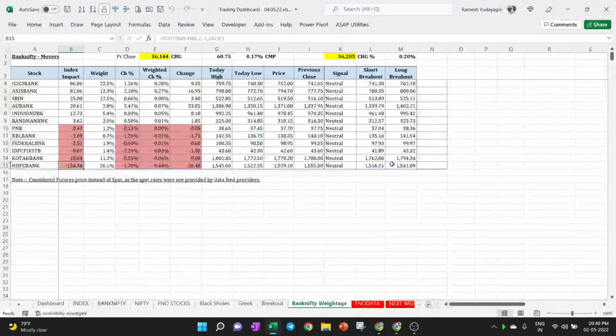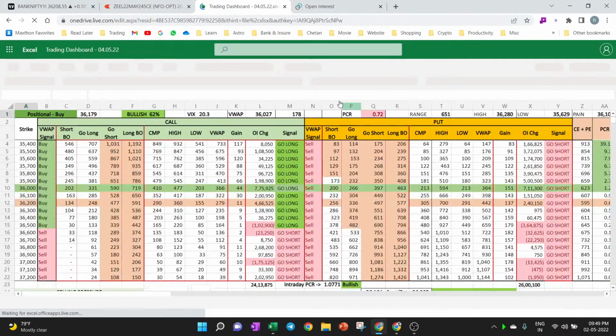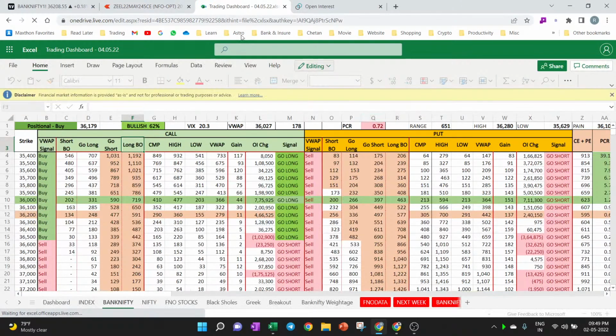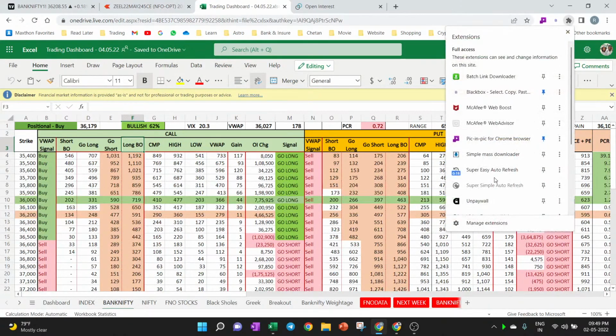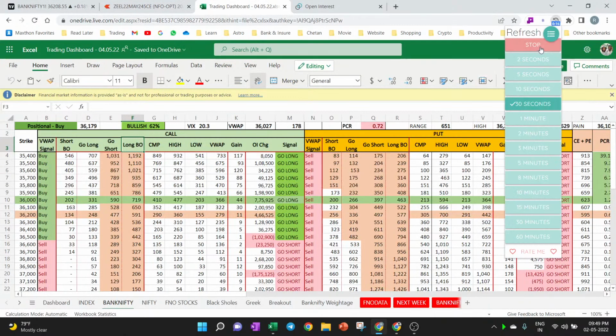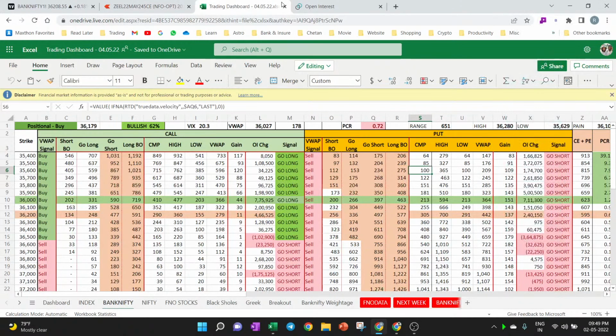I'll be giving 2 links because some people find different links working, so I'm going to give you 2 links. See, it's automatically refreshing now. Every 30 seconds it'll start refreshing. Once you want to stop, click this, go there, super easy auto refresh, then stop. So stop the refreshing. Okay, that's what you have to do, and you can close this.